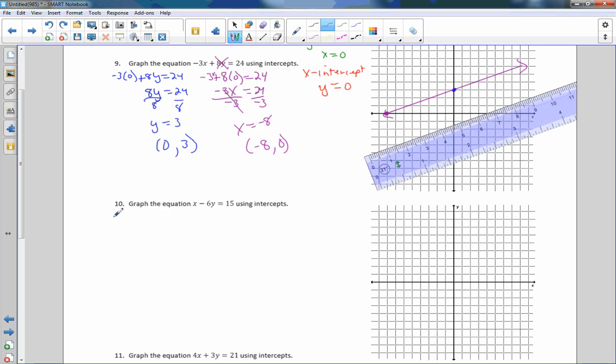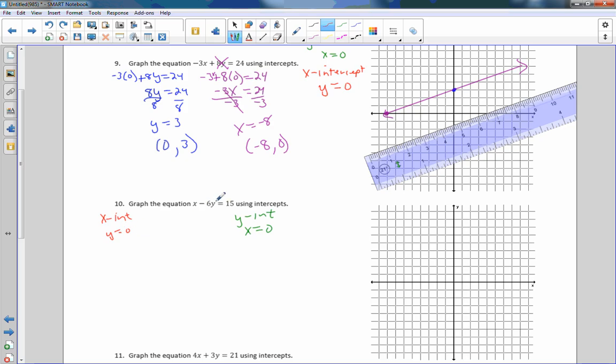Okay, so here we go. In the first example, I want to find the x-intercept, so I want y to equal 0. And then I want to find the y-intercept, so I'm going to let x equal 0. So those are the 2 things I'm going to do.